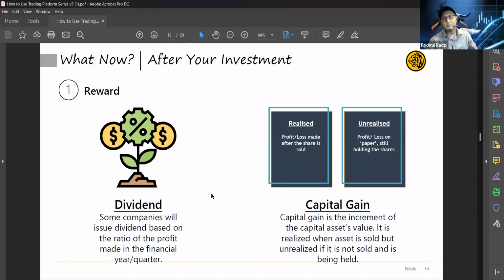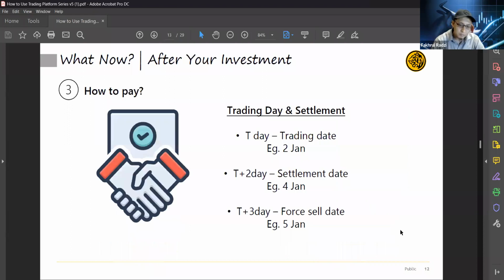You might be hoping that your investment will give you returns. You must know that your investment may get two kinds of returns. One is dividend. Some companies will issue dividends based on a ratio of the profit made in the financial year, and some investments might get capital gain. The capital gain is the increment of the capital asset's value. It is realized when the asset is sold, but unrealized if it's not sold and is being held.